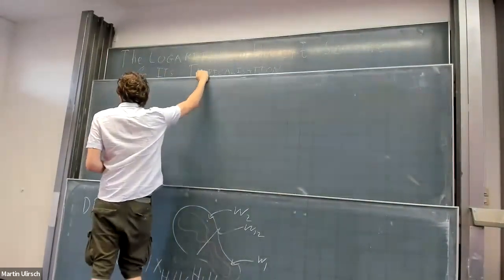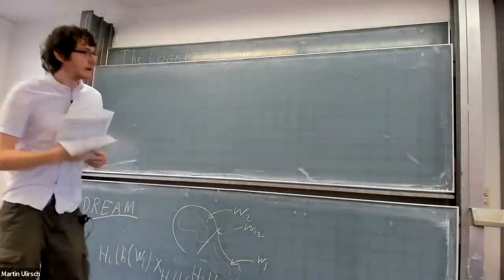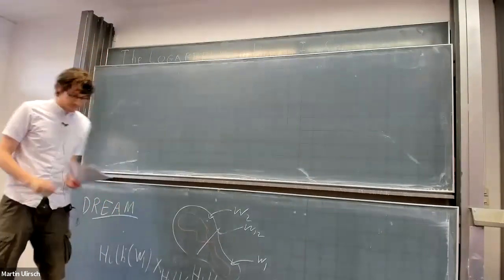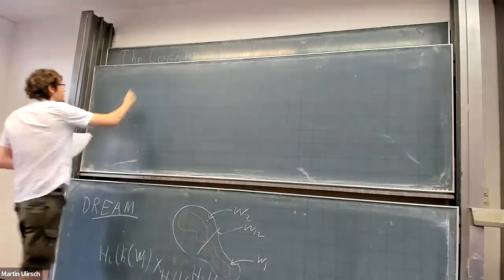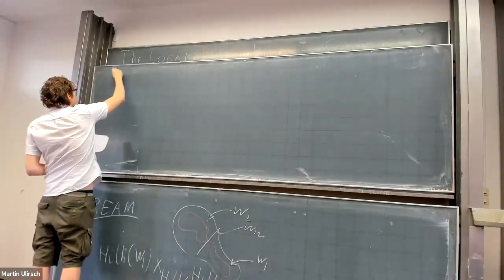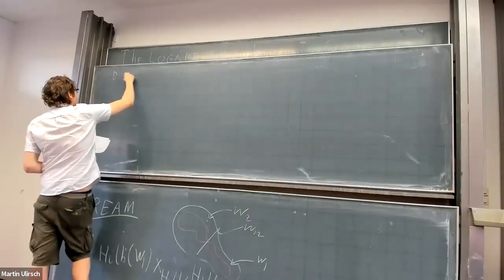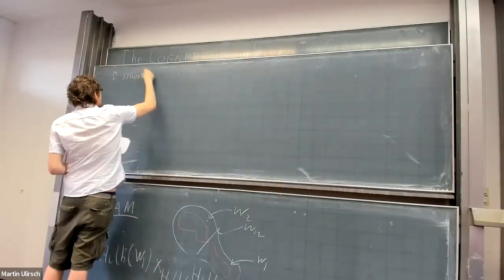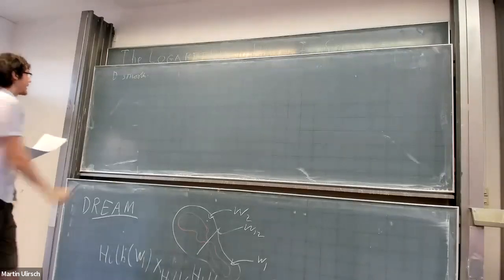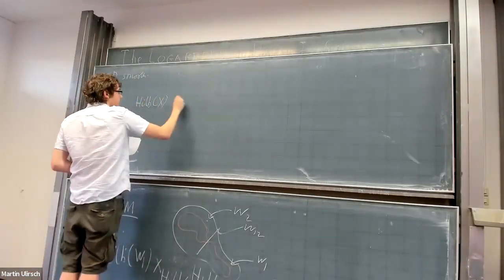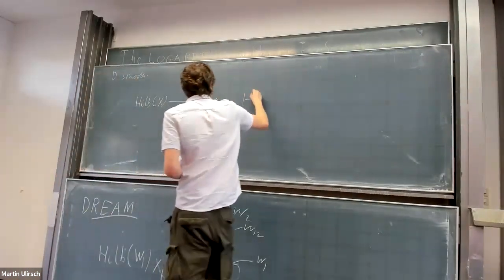So to make progress, let's think about what this map should look like. Let me take the smooth divisor, and I want to think about a map from the Hilbert scheme of X to the Hilbert scheme of D.